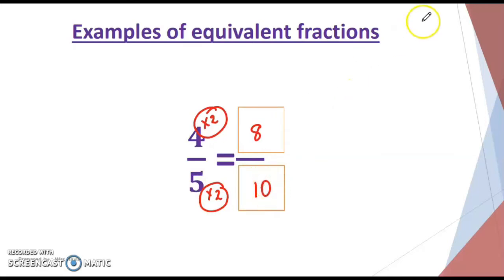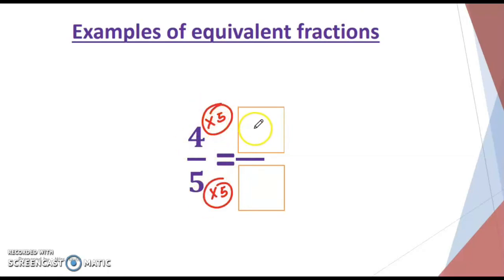Maybe another student may want to use another number. Let us go ahead and try by using 5 to multiply our numerator and our denominator. So here we have 4 times 5 and we have 5 times 5. So 4 times 5 is 20 and 5 times 5 is 25.